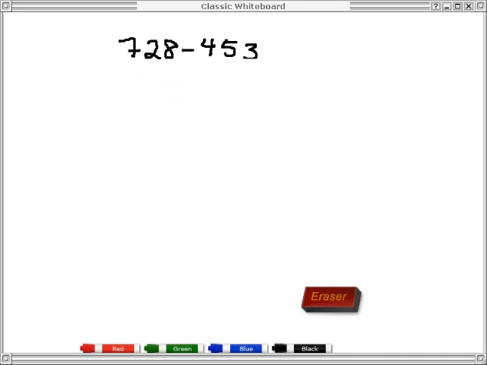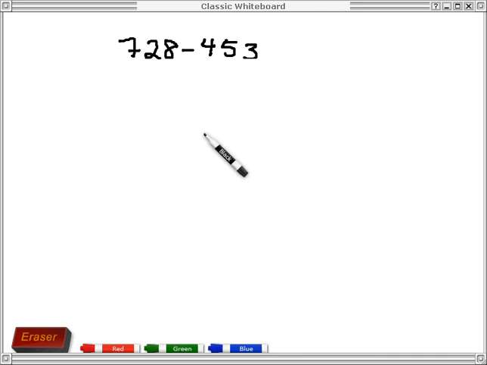So here we're going to do the method of compensation for subtraction. We did compensation for addition. Subtraction is going to work similarly, but there's a little bit of a difference here. So in this example, we'll take a look at the 453 and try to compensate for this. And so the simplest thing to do would be to get 3 out of that.